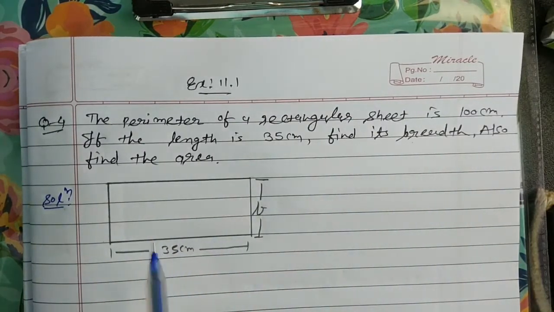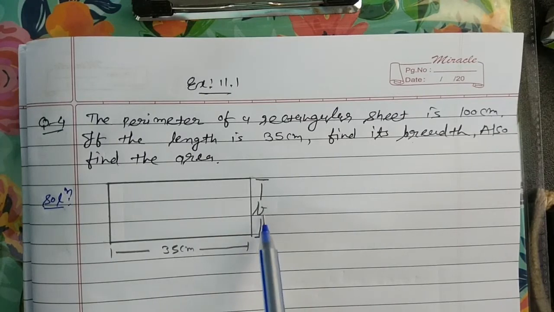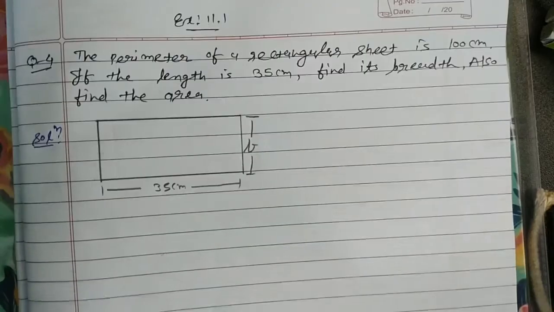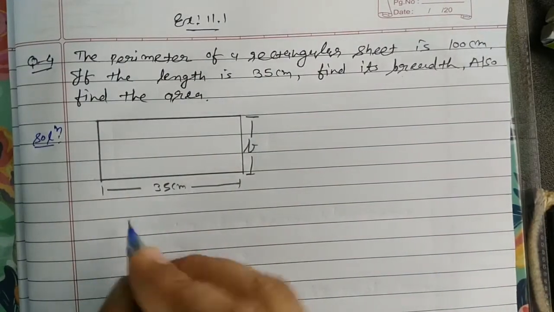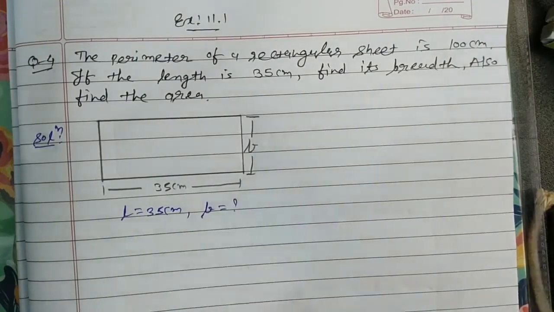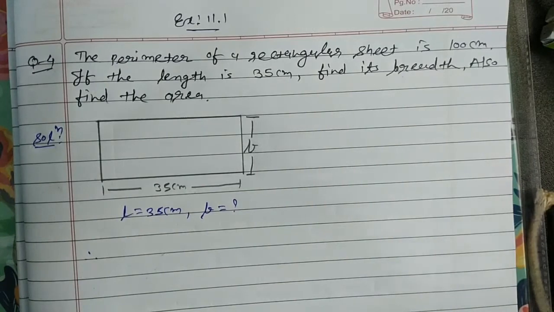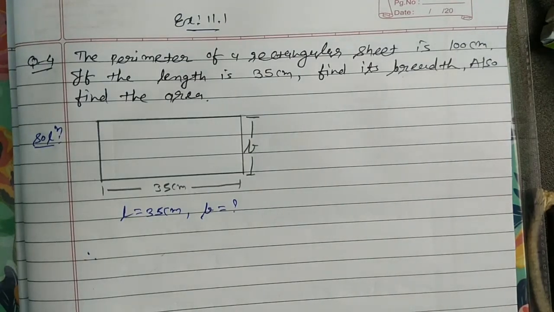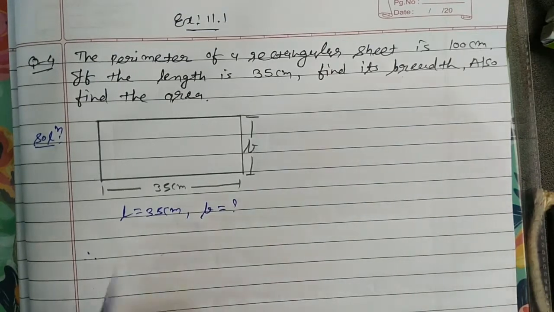So here this is a rectangular sheet shape, that is a rectangle. Length is given, that is 35 centimeter, and breadth we have to find, so we will take small b as a breadth. Here what we have, that we will write first, that is length, that is 35 centimeter, and breadth that we have to find. Here perimeter is given and length is given, so therefore we will use the formula of a perimeter, okay, and from that we will find breadth.